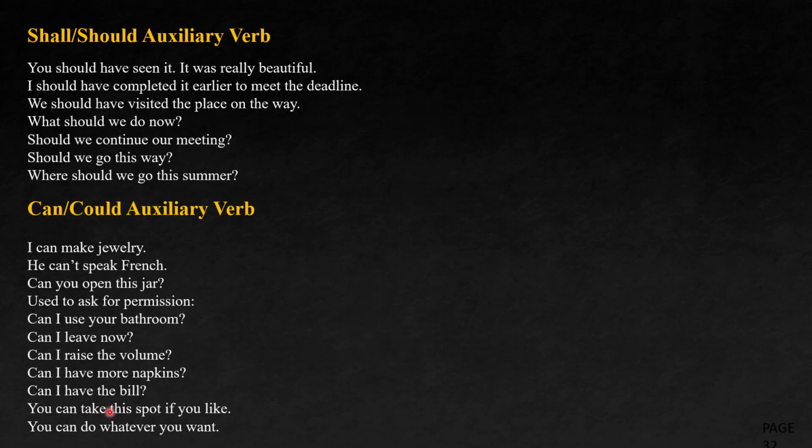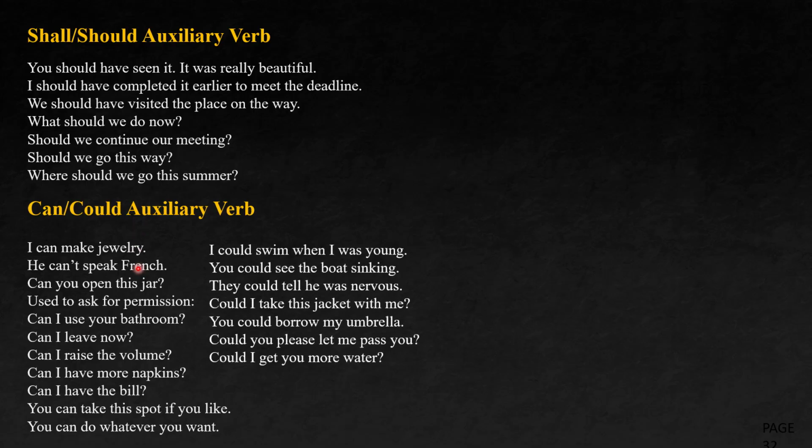Next one is you can take the spot if you like. You can do whatever you want, in short. So these are the can and could auxiliary verbs. So you can use them regularly. Next one, could. When it comes to could, we have: I could swim when I was young. So I used to swim before, like that. And then: you could see the boat sinking.